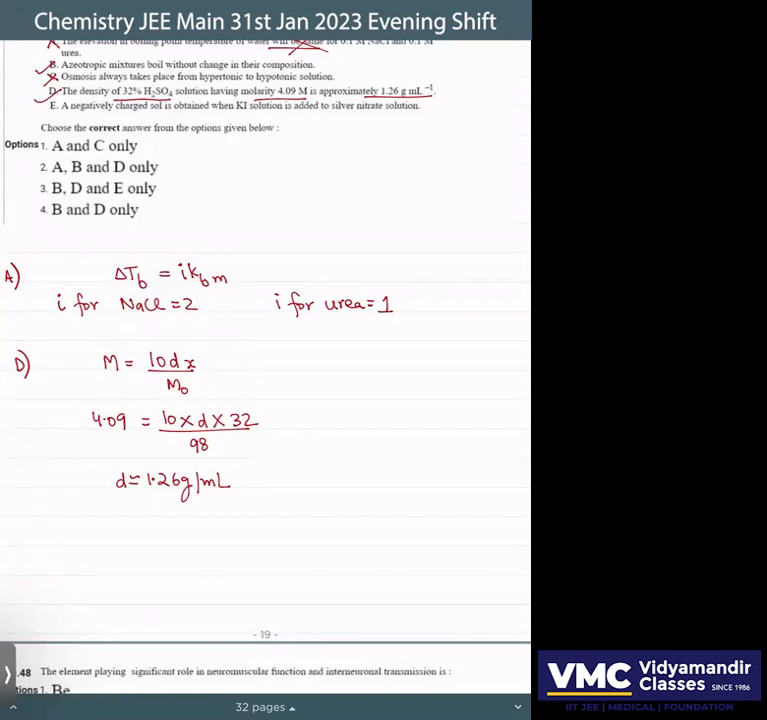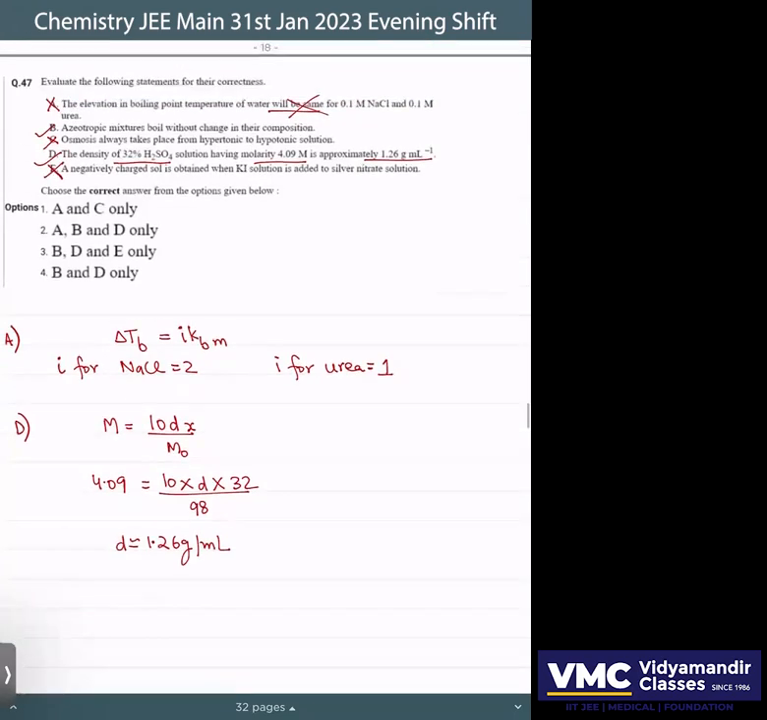Option E states that a negatively charged sol is obtained when KI solution is added to silver nitrate solution. It is an incorrect statement. When KI solution is added to silver nitrate solution, AgI precipitate will be formed, and on that, Ag plus ions will be adsorbed, thus making it a positively charged sol, not negatively charged. So the correct statements are B and D. That means our answer will be option 4, which is B and D. Correct?